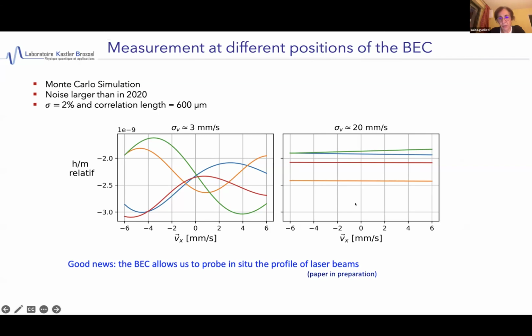And this effect, of course, averages out for the optical molasses. And the good news is that the size of the condensate is small, and the condensate is able to probe in situ the profile of the laser. Finally, this result is very good news, because it means that we have a method that is able to probe the profile in situ.